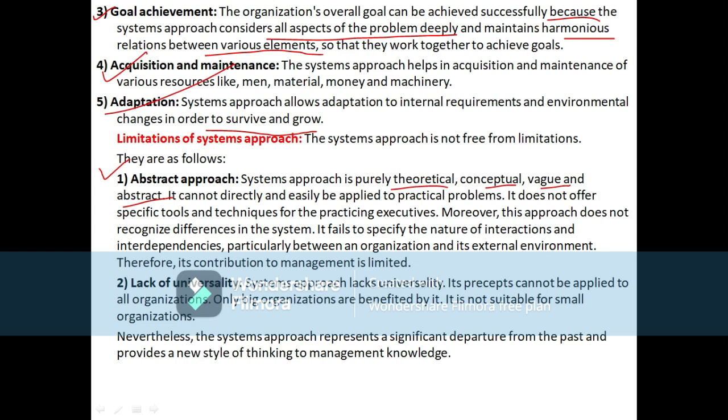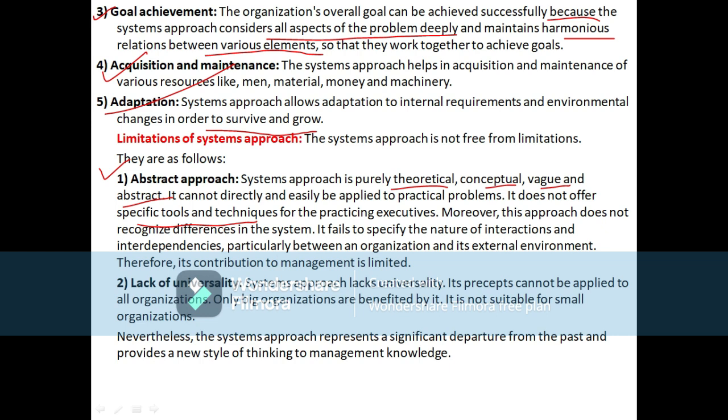When it comes to practical application, we need facts, proper figures, facts and figures. So it does not offer specific tools and techniques for practicing executives. Definite tools and techniques are not there.